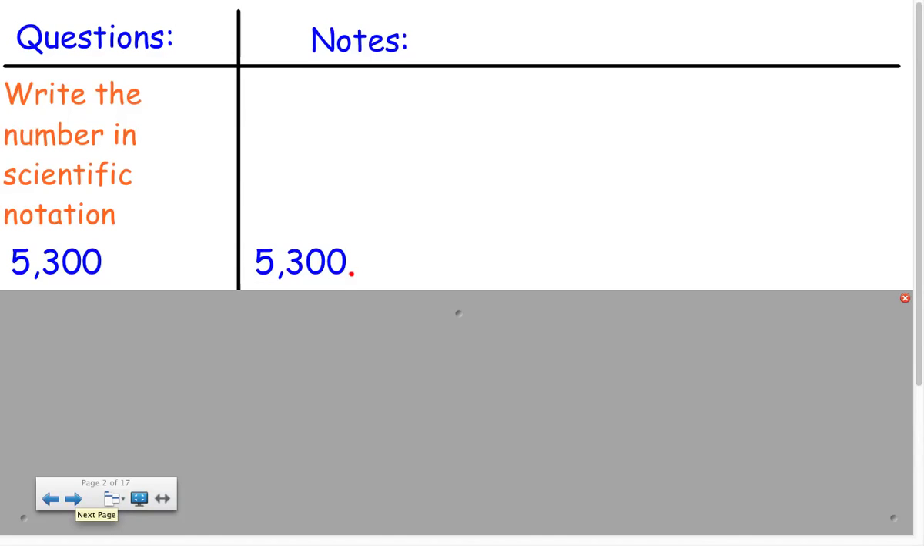Now our rule for scientific notation is we always want the number to be between 1 and 10. So I have to ask myself, where do I need to move this decimal so the number will be between 1 and 10? Well, if I move it once, I have 530. That's not between 1 and 10. If I move it twice, I have 53. That's not between 1 and 10. If I move it a third time, I have 5.3. Yes, that is between 1 and 10. So I'm going to stop and write 5.3.